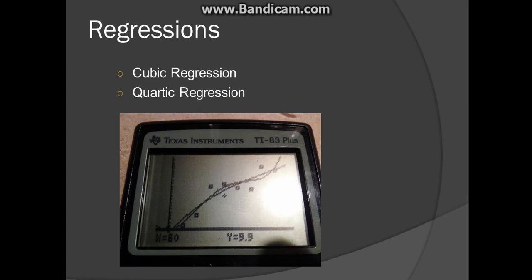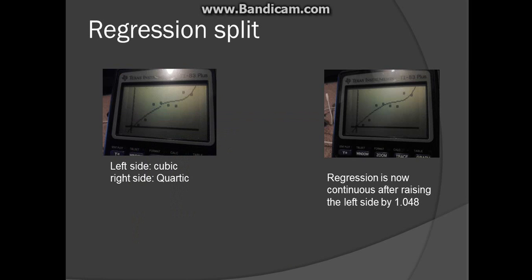My cubic graph gave me a better looking graph than my quartic. My quartic gave me an upward concave graph, while my cubic just went right through everything. Well, not right through everything, but if you zoom out, it looks a lot better. My regression split.